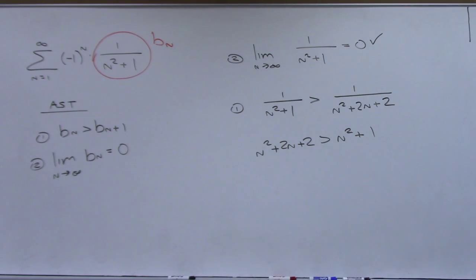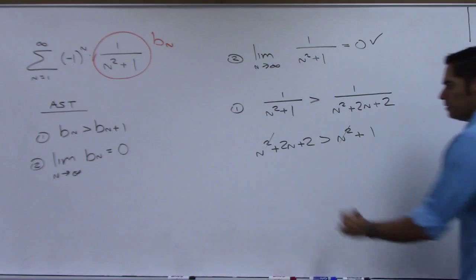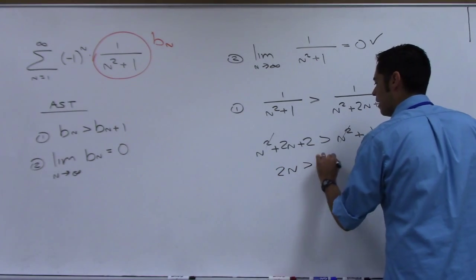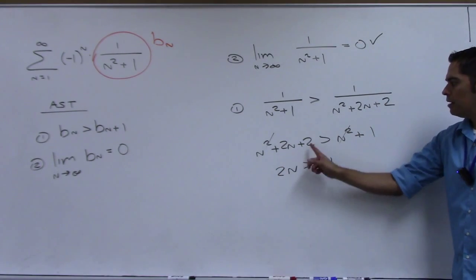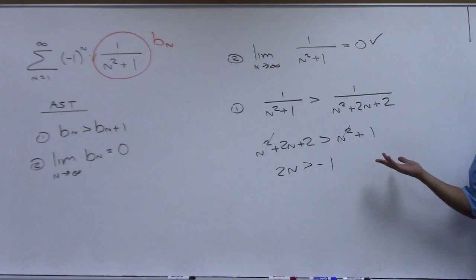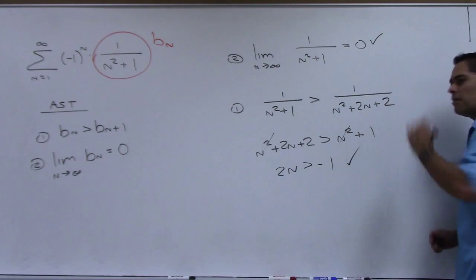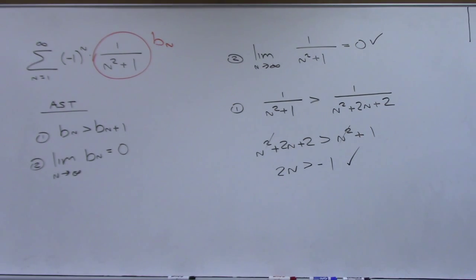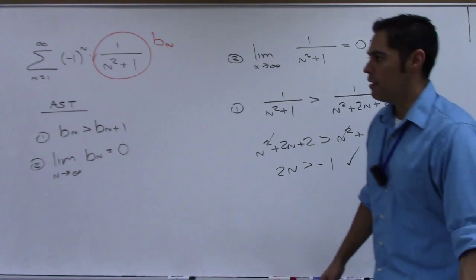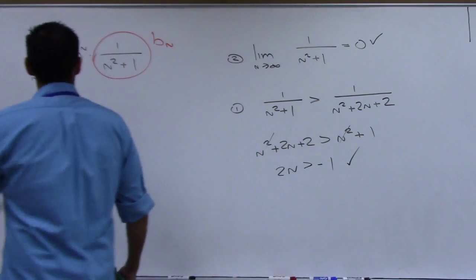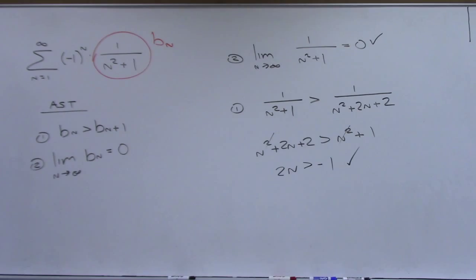Like that. And the n squareds cancel. 2n greater than negative 1. So I just left the 2n here, brought the 2 over. Is that true? I hope so. 2n is definitely bigger than negative 1. So we've shown it's decreasing, right? Therefore what? Therefore this converges, right?